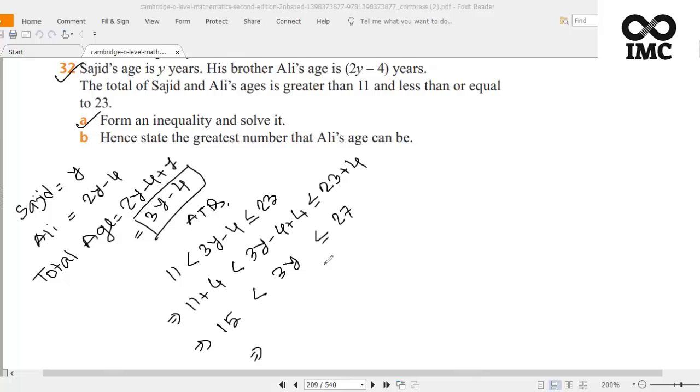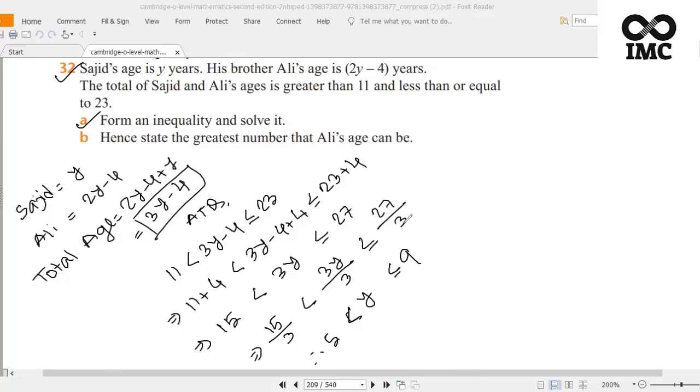Now we need to divide by 3. So 15 by 3 is less than 3y by 3, less than or equal to 27 by 3. So at last we will get 15 by 3 is 5, and 3y by 3 is y, less than or equal to 9. And this is the solution of this problem.